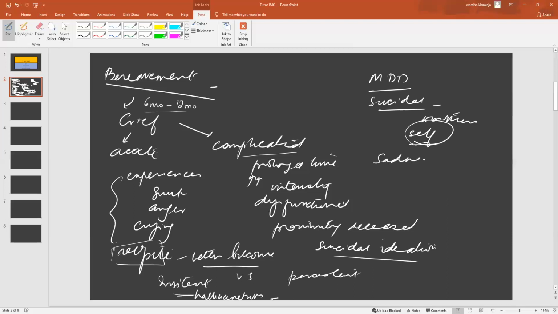The sadness that's described in MDD is going to be pervasive, coloring all aspects of their life, not just sadness and constant sad thoughts about the deceased. The guilt that these patients feel in MDD will again be pervasive. It will be about everything, a guilt about not being able to do well in life, not being worthy, being worthless, whilst in bereavement or in complicated grief, the guilt is all about not being a good enough caregiver, not having done enough, or the deceased being the wrong person to have died.